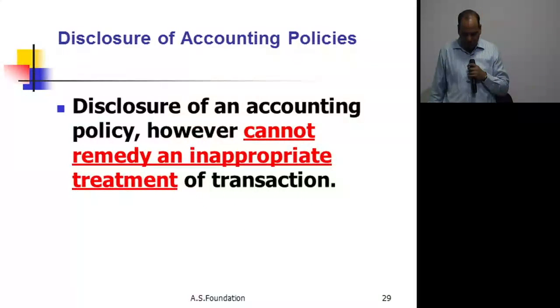Next is disclosure of an accounting policy, however, cannot remedy an inappropriate treatment of a transaction. What does that mean? If suppose you have followed a wrong accounting policy, wrong accounting principle, and you have gladly disclosed it, that does not justify use of a wrong accounting principle. You cannot write in your notes to account and get away with it.